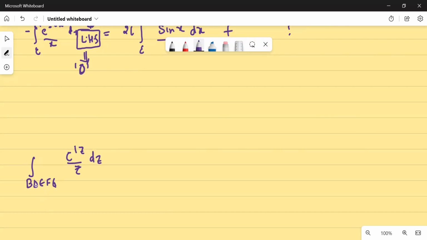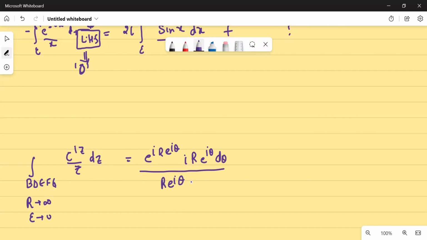This is the bigger semicircle. Okay, so this is the bigger semicircle, and we are evaluating it as r tends to infinity and epsilon tends to 0. So what I would do is evaluate this integration as r tends to infinity: e to the power iota r e to the power iota theta, and this is r iota e to the power iota theta d theta divided by z, which is again r e to the power iota theta, from 0 to pi. Is that clear? So basically on the upper half of the semicircle, any point can be written as r e to the power iota theta, and let us see what will happen to this integration.